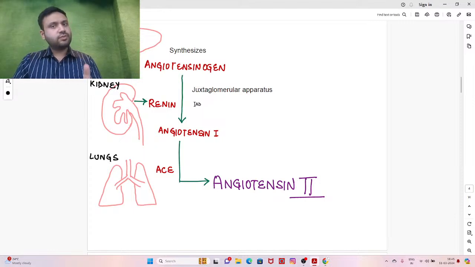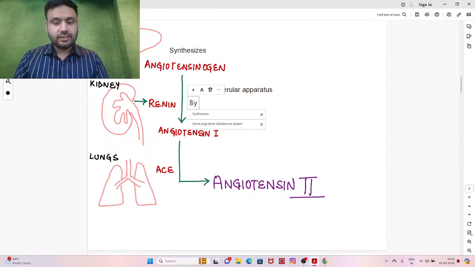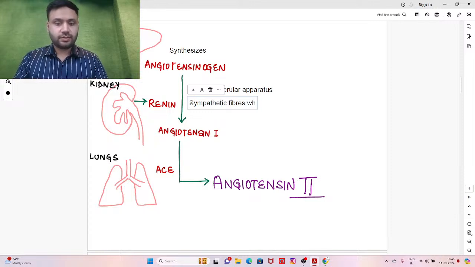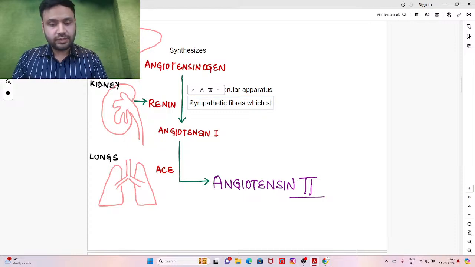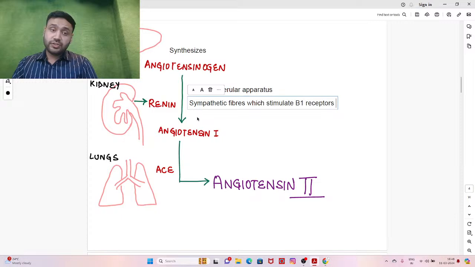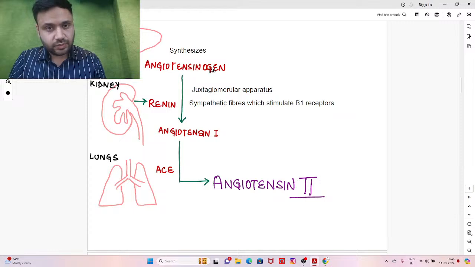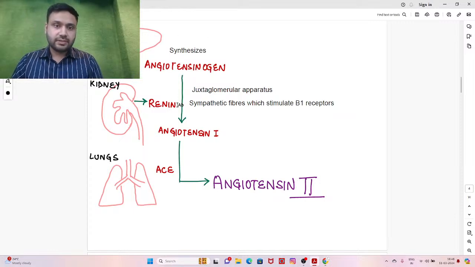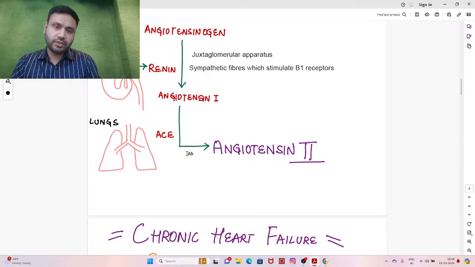Fall in cardiac output is not the only stimulus for renin release. There are sympathetic fibers which stimulate the beta 1 receptors, which lead to release of renin from the kidney. So angiotensinogen, which is synthesized in the liver, is converted to angiotensin 1 by renin, which is made in the kidney, right? So next, let's move on to the next reaction.